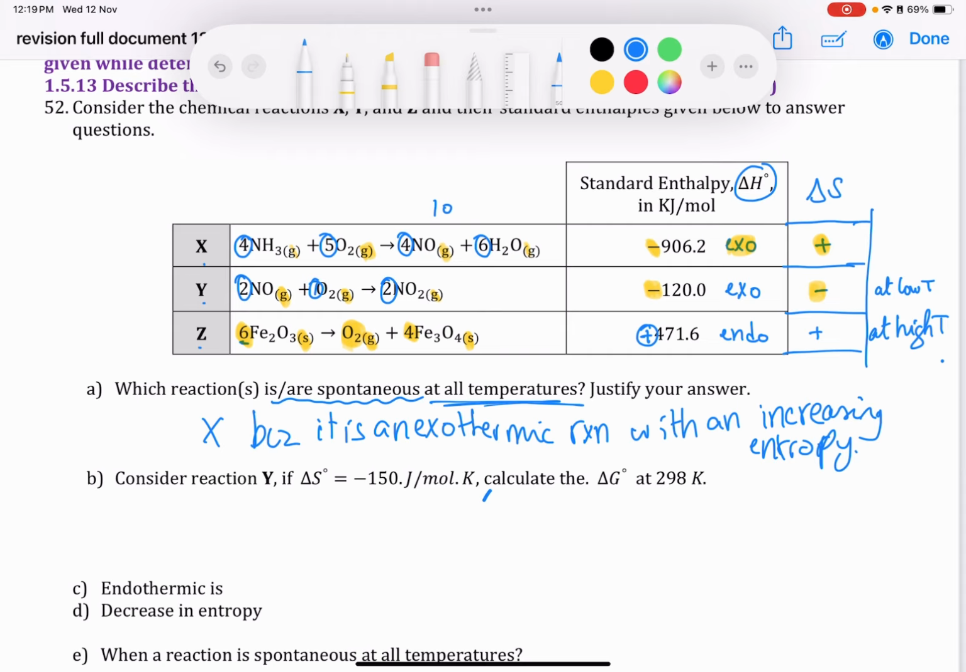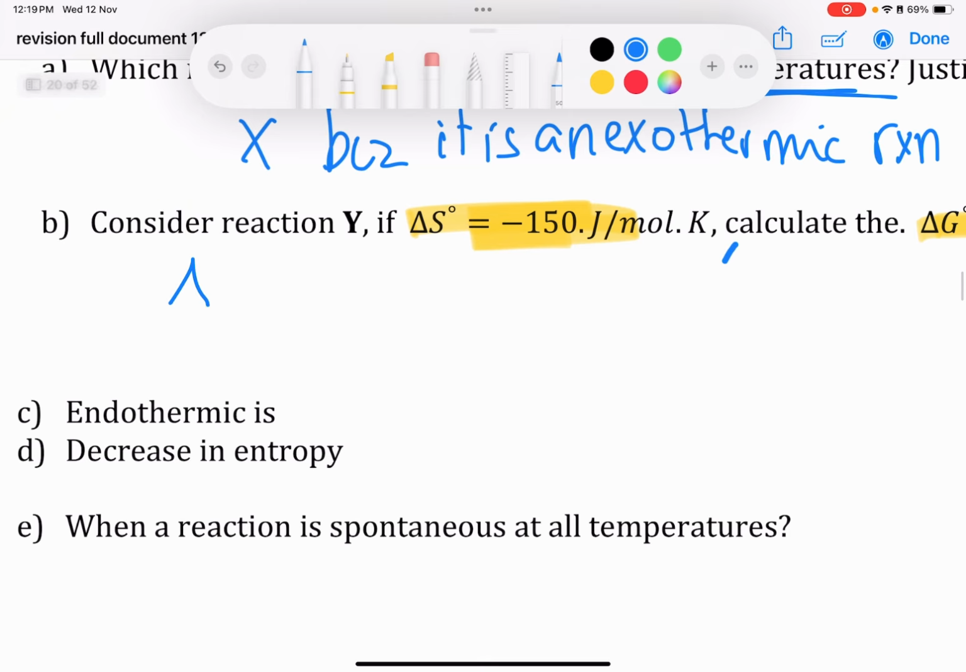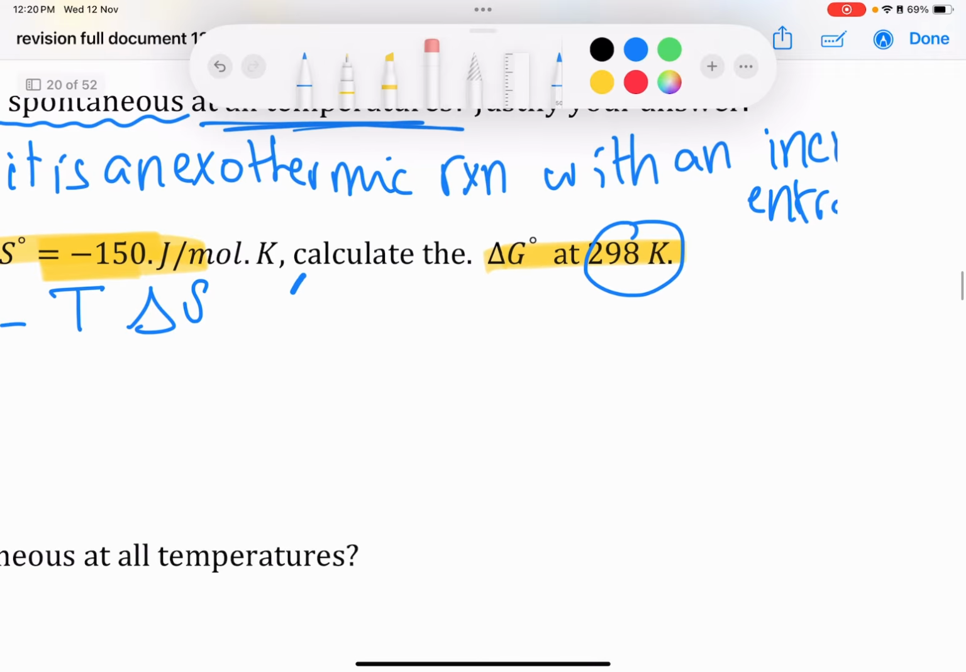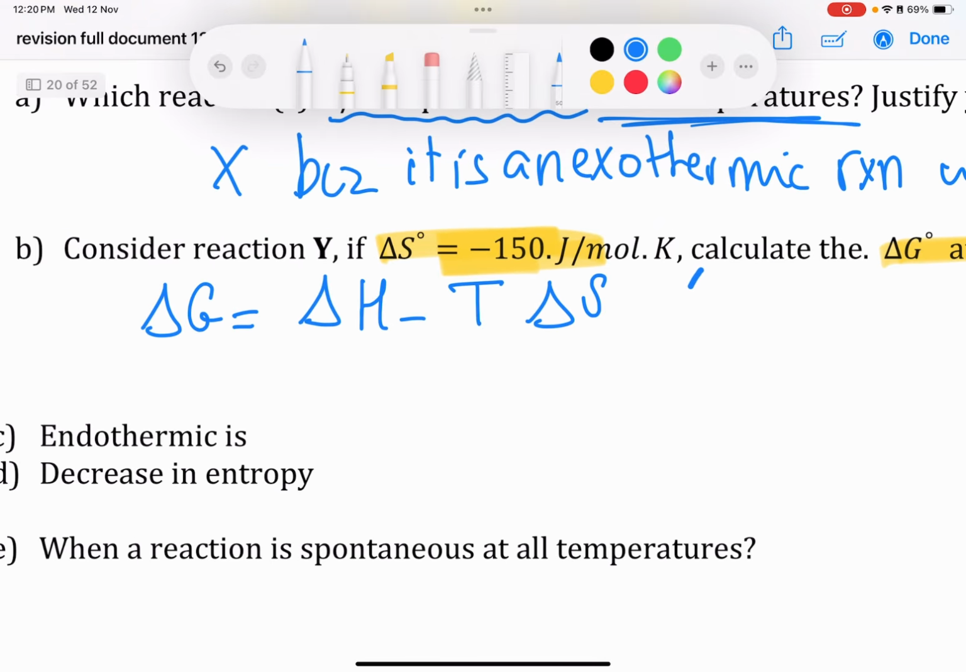Now, consider the reaction Y. They gave me delta S negative 150. Yes, we also assume that delta S is negative. Now they want us to calculate the delta G and the temperature is given. Now, let me first put the formula. Delta G is equal to delta H minus T delta S. You need to note that if temperature was given in Celsius, you must convert it to Kelvin by adding 273. Now the temperature is already in Kelvin, we don't have an issue with it.